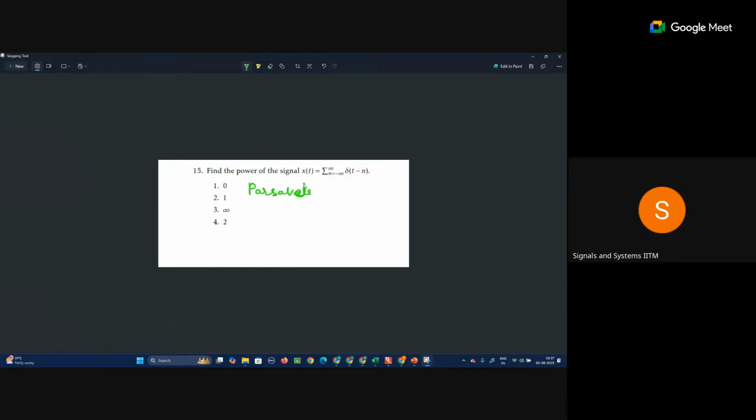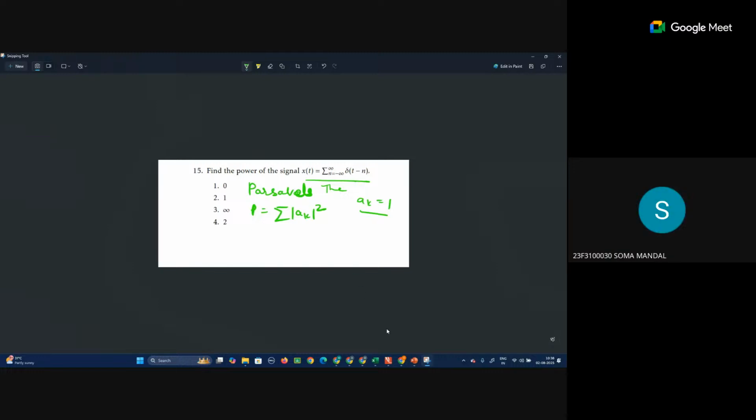Parseval's theorem. Power will be the summation of the squares of the coefficients, right? The question is the same as the previous one, and a_k is 1. In the previous question, this is also an impulse train. Am I right?